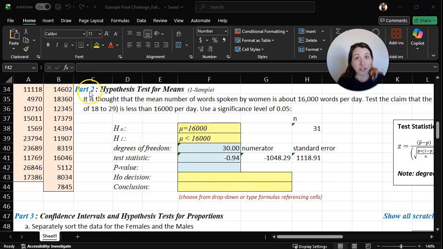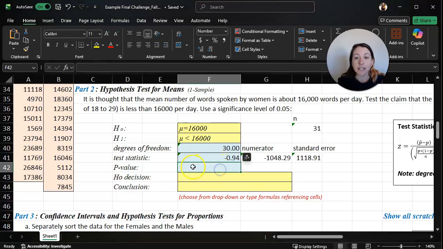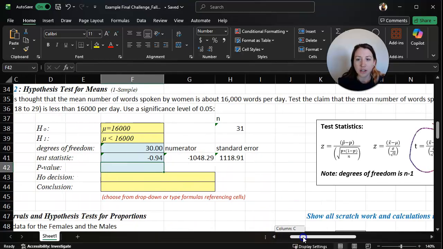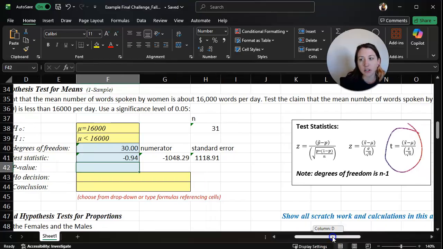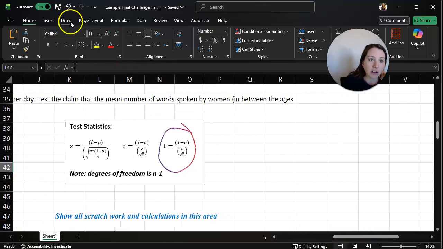Continuing on with part 2, which is hypothesis testing for means, we're going to work on finding the p-value. So first I'm going to show you what's actually happening graphically, as we've been learning about. Our test statistic is negative 0.94, very close to negative 1. That refers to the number of standard deviations away from the mean our value is.